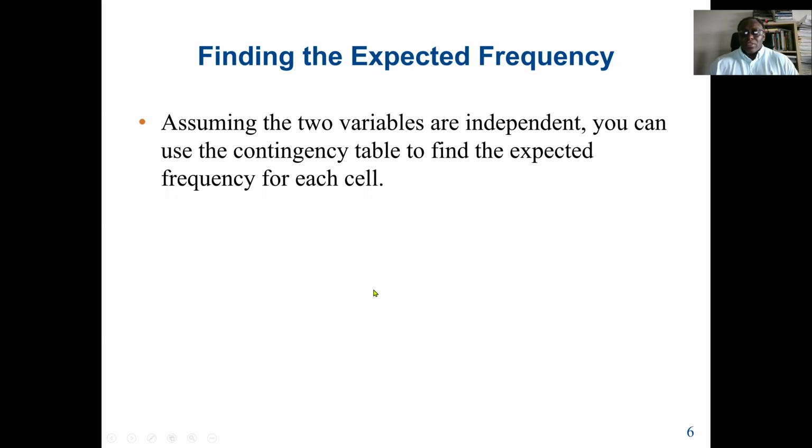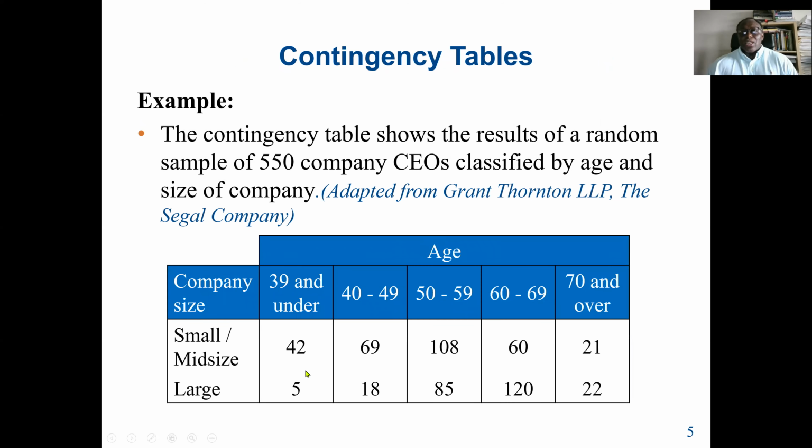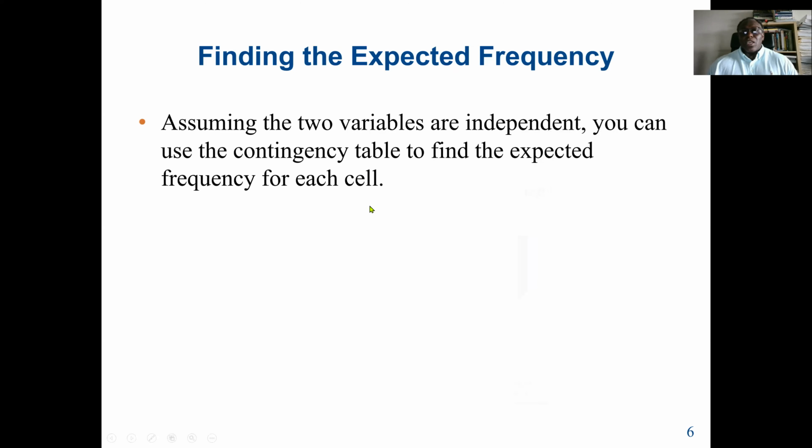Now, if this data is given to us, we can find the expected frequency, and that's the next step. The contingency table shows the result of a random sample of 550 company CEOs classified by age and the size of a company, with age as the columns and company size as the rows. Now, assuming the two variables, the size of the company and the age of the CEO, are independent, we can use the contingency table to find the expected frequency for each cell.